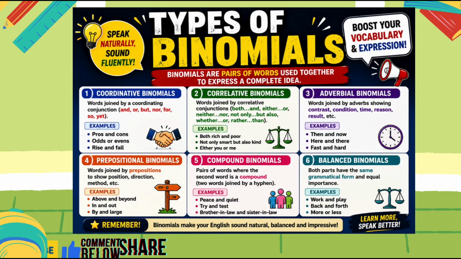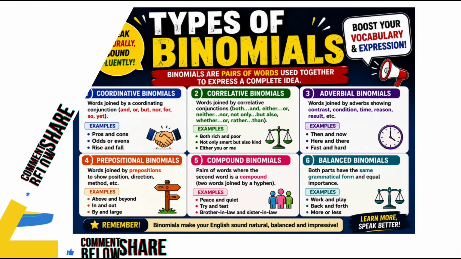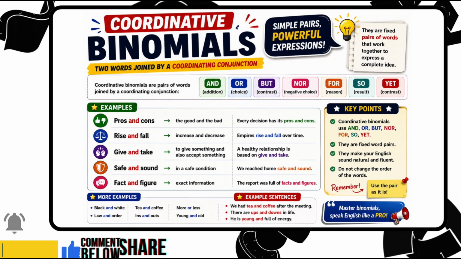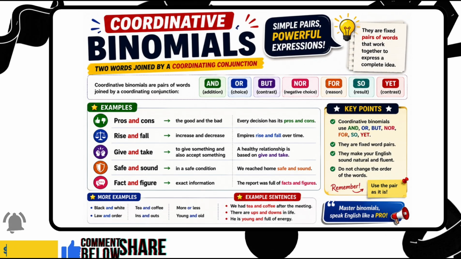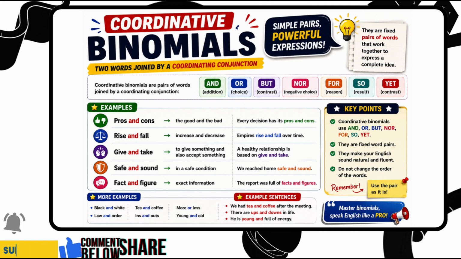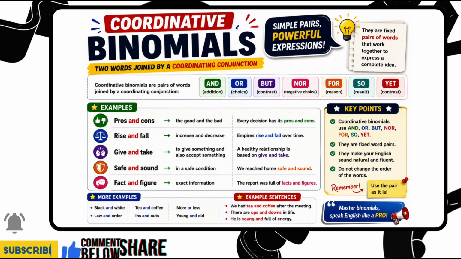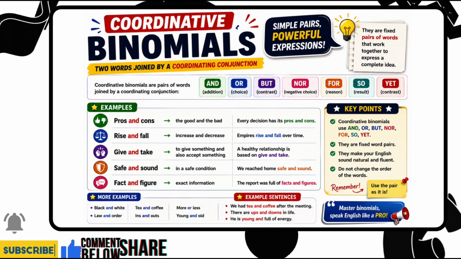So let's move on. First, coordinative binomials. What are coordinative binomials? Words joined by a coordinating conjunction. Example: and, or, but, nor, for, so, yet. Examples in sentences: pros and cons, the good and the bad. Every decision has its pros and cons.